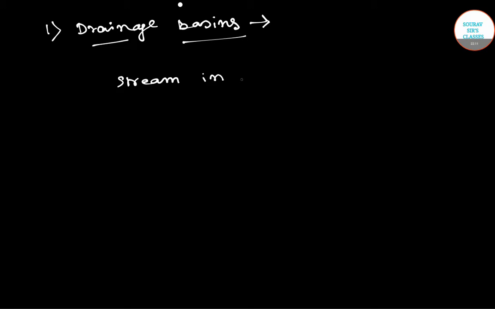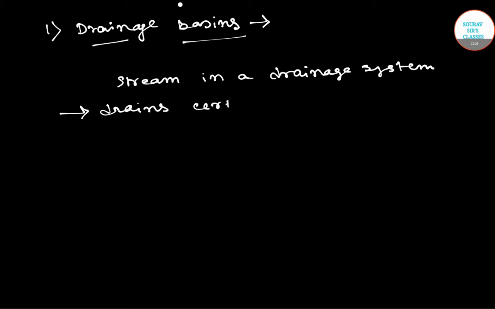After that we need to know some definitions. One of the most common is drainage basins. So let's see what it is. Each stream in a drainage system drains certain areas, called a drainage basin. And in a single drainage basin, all the water filling in the basin drains.